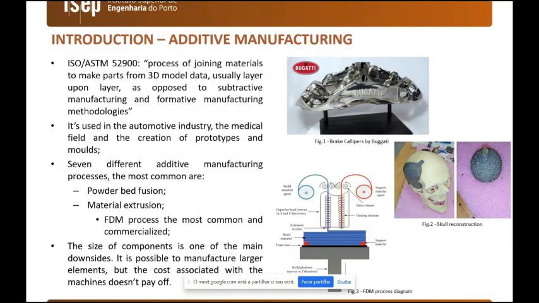A short introduction to additive manufacturing. We know that there are 7 main categories of additive manufacturing, but among these, the VPP and FDM processes are usually the most common, and here we are addressing the FDM process. The main problem of additive manufacturing is the size of the components, so one possible solution is to manufacture smaller parts and then use a suitable joining method to join the parts.